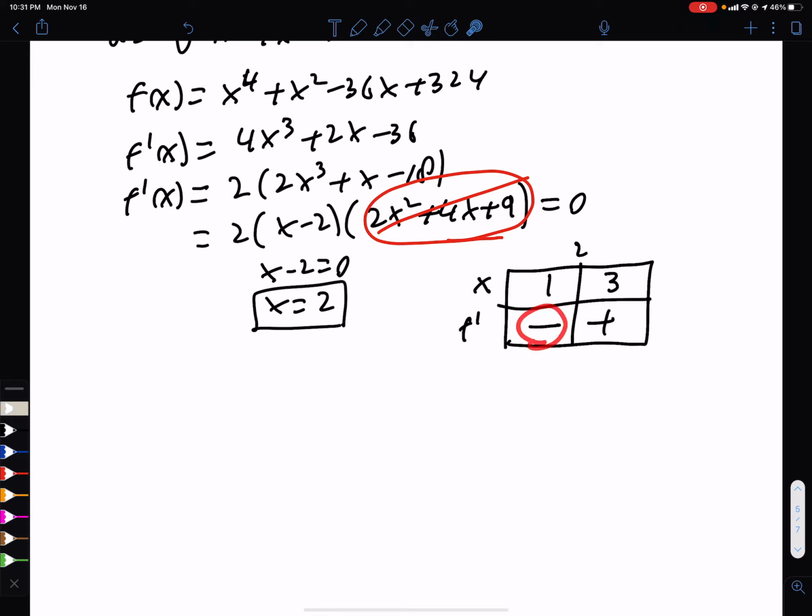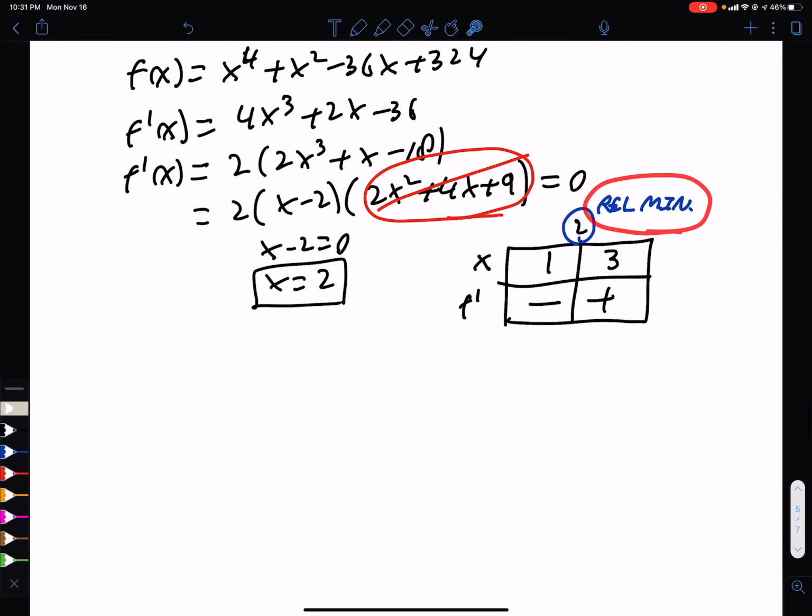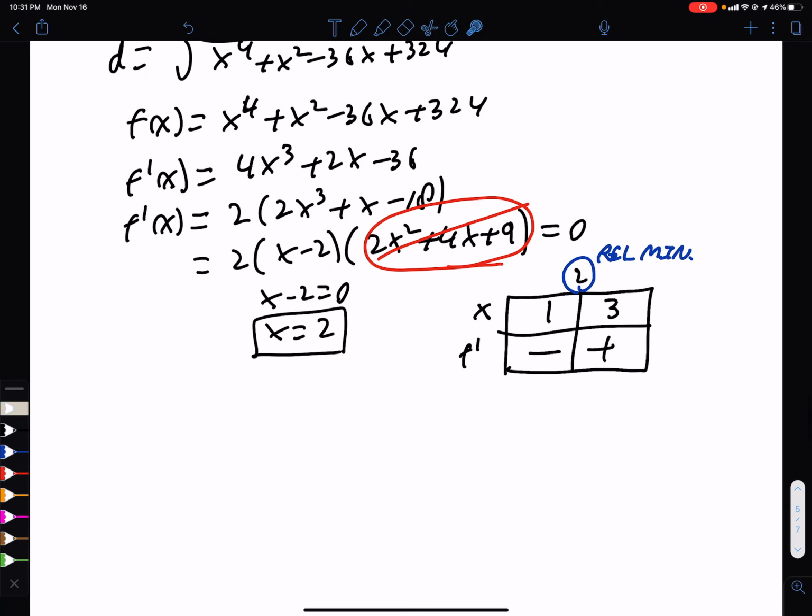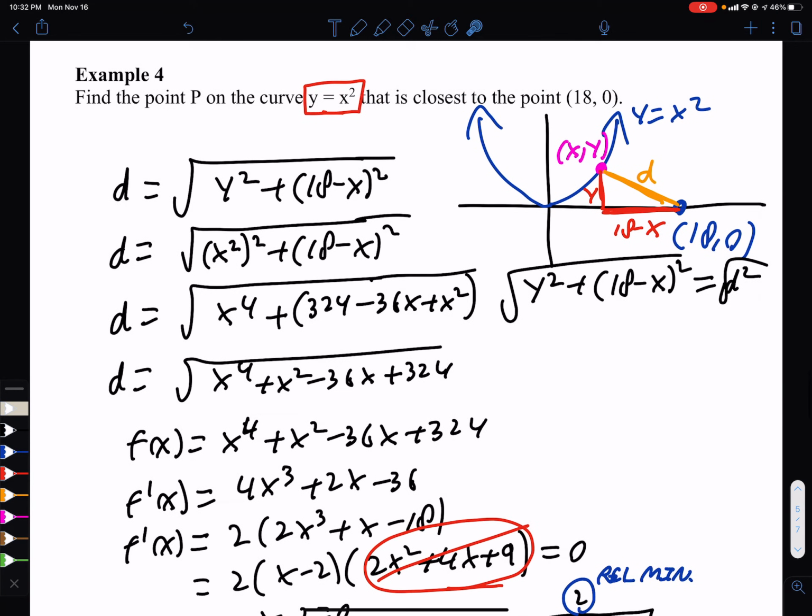Since we go from decreasing to increasing, well, I shouldn't say that. We have a relative min at 2. Why? Because f prime changed from negative to positive at 2. So that would be your claim for relative min. Then you would say this is the only relative extrema of a continuous function. Therefore, it's the absolute minimum of the function. So we can see at x equals 2, we have an absolute minimum for number 4.